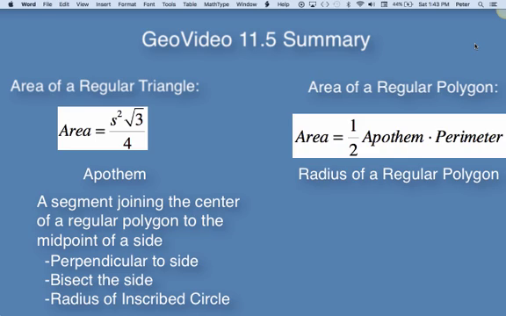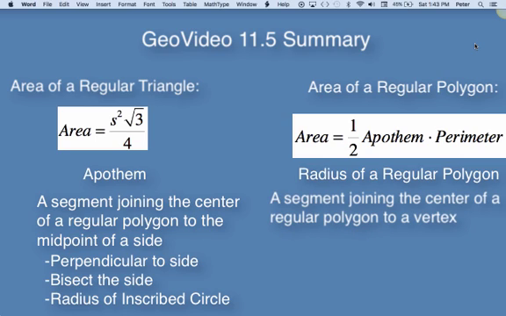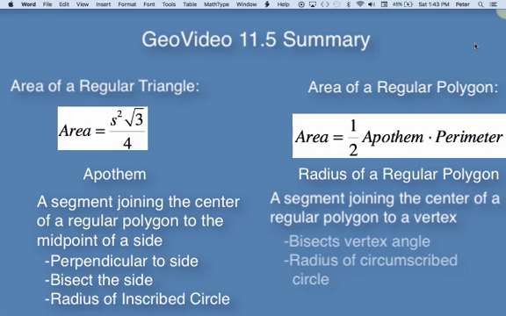All right, we also learned what a radius of a regular polygon was, and that is a segment joining the center of the regular polygon to any vertex. Now, under the properties, the radius will bisect the angle which is at the vertex. All radii of a regular polygon are congruent, and the radius would also be the radius of a circumscribed circle.